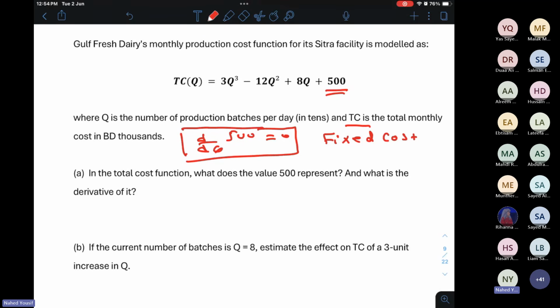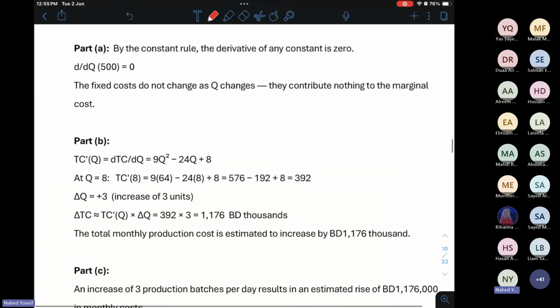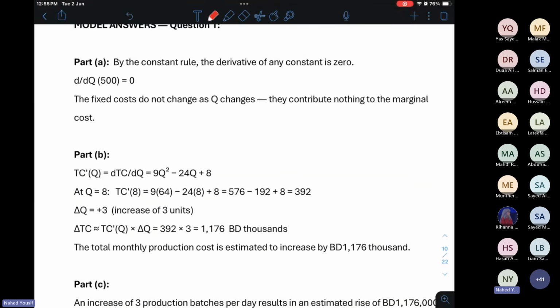Is that clear? So this is for the first question: what does that value represent? It represents the fixed cost, and the derivative for it is just 0. It is written here also that it is a constant, so by the constant rule, it's just 0, and we call it fixed cost because there is no Q within it. Is that clear? So this is the solution for the first one.